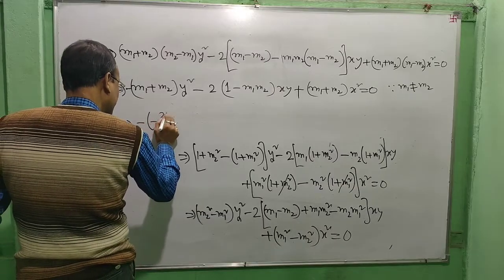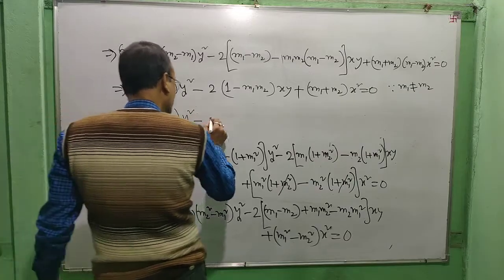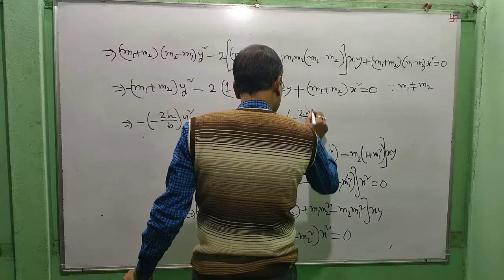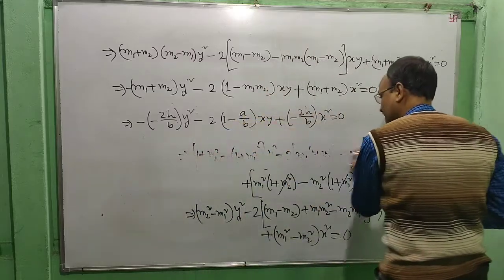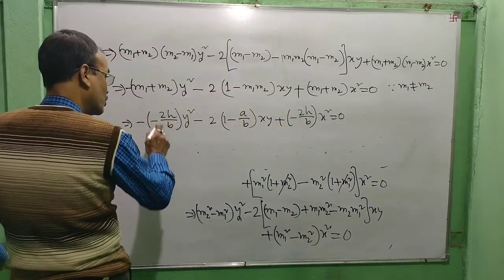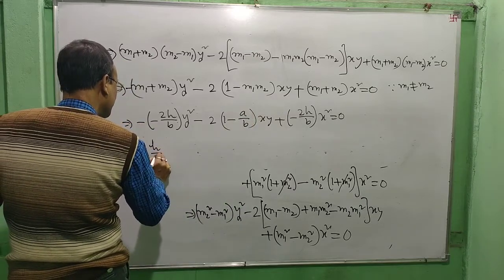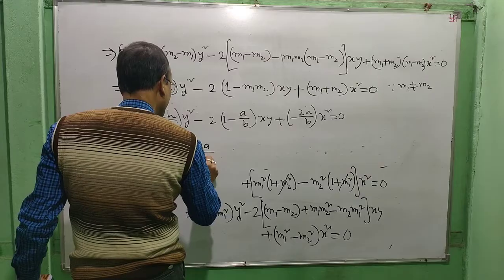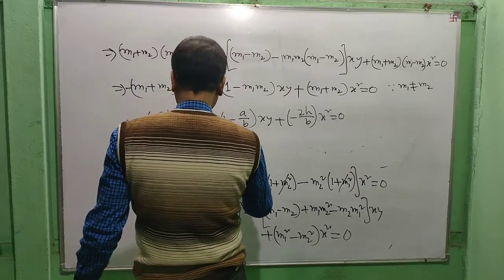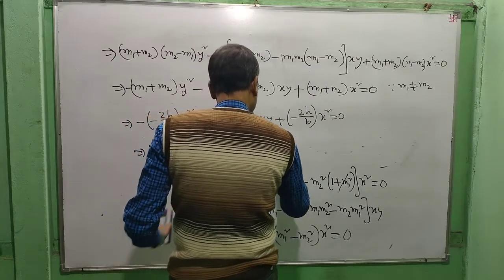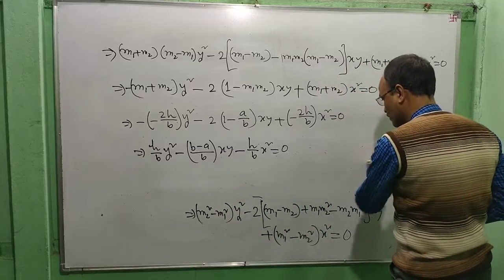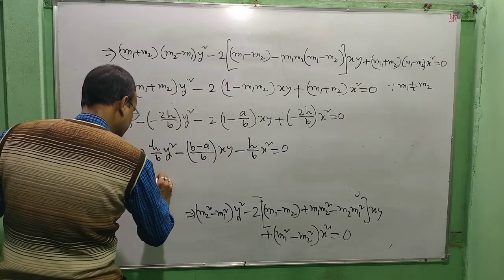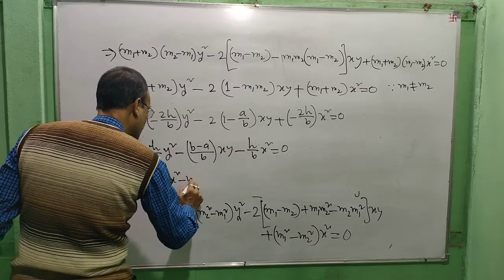This is equal to minus twice h by b y square, minus 2 times of (1 minus this), which is nothing but a by b, xy, plus minus twice h by b into x square, is equal to 0. 2 will be cancelled. H by b y square minus (b minus a) divided by b into xy minus h by b x square is equal to 0. This term will be equal to 0. This means b cancelled. H into (x square minus y square).